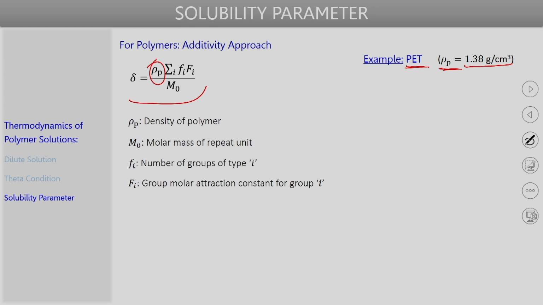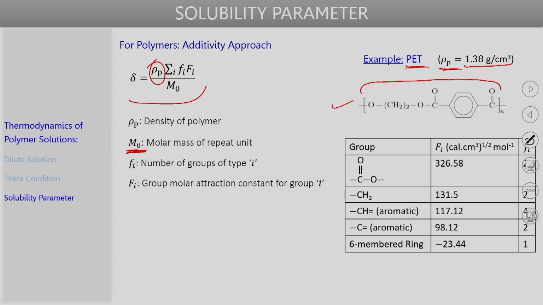So, we also want to find out the molar mass of a repeat unit of our polymer. For that, let us draw the chemical structure of PET. PET basically consists of this repeat unit shown here, and this repeat unit is repeated many times along the length of the chain to get the entire polymer molecules. The parameter m naught here will just be the molar mass of this repeat unit.